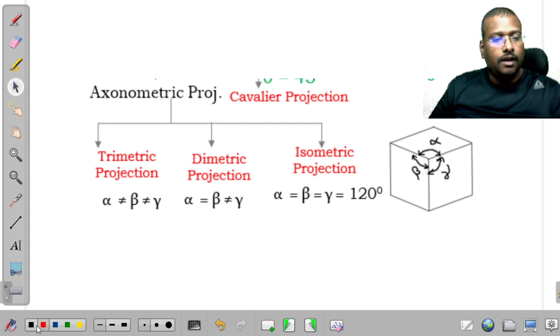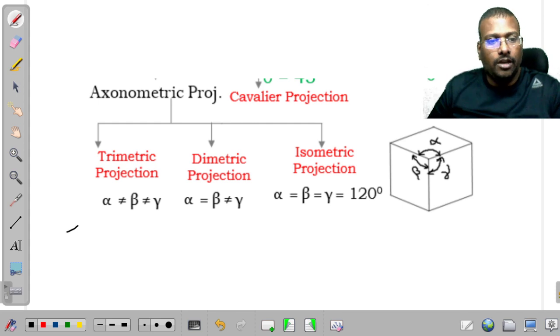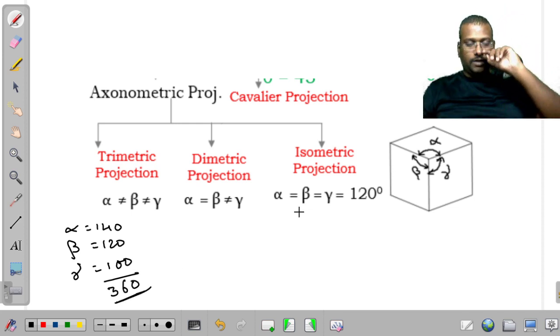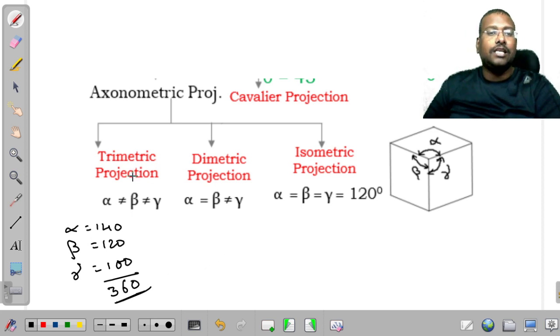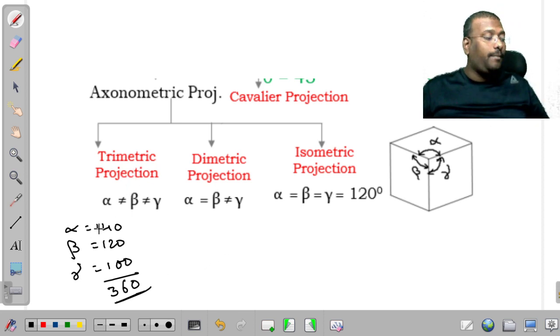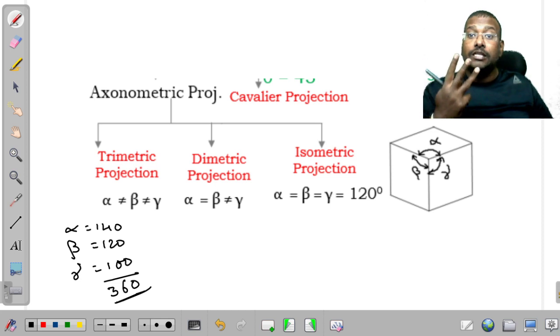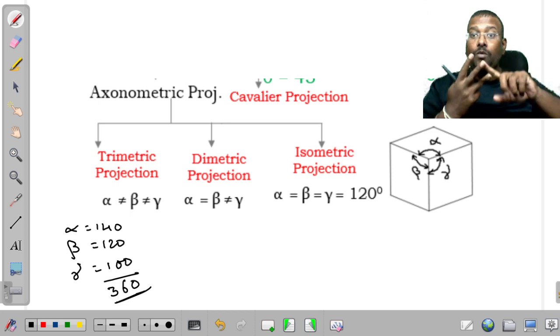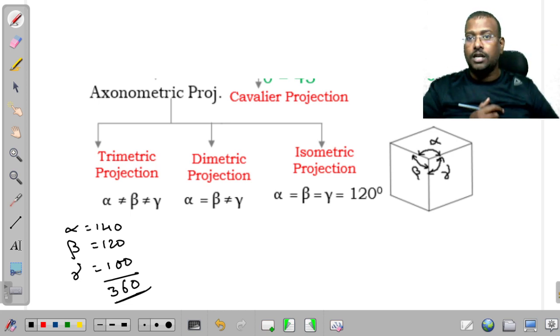If all these three have different values, for example, alpha is equal to 140, beta is equal to 120, gamma is equal to 100. These three values, the sum should be equal to 360, because alpha plus beta plus gamma is equal to 360. Then it is called trimetric. Why? Tri means three, metric means values or measurements. So three values are there: 140, 120, 100.